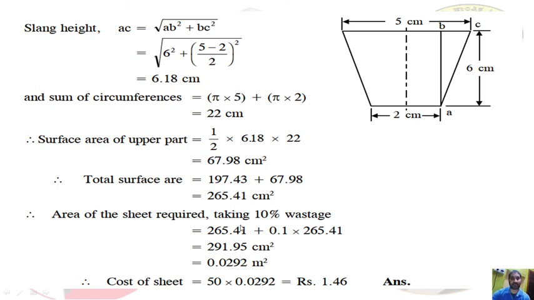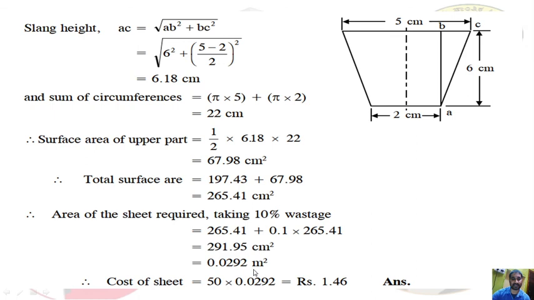So we have to consider 10% wastage. It is mentioned in the problem. So 10% of 265.41 is 26.5. So 26.5 plus 265.41 is 291.95 centimeter square. To convert to meter, it is divided by 10 raised to 4. So we will get 0.0292 meter square.